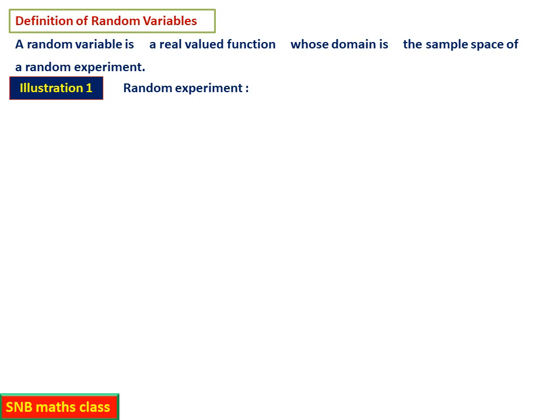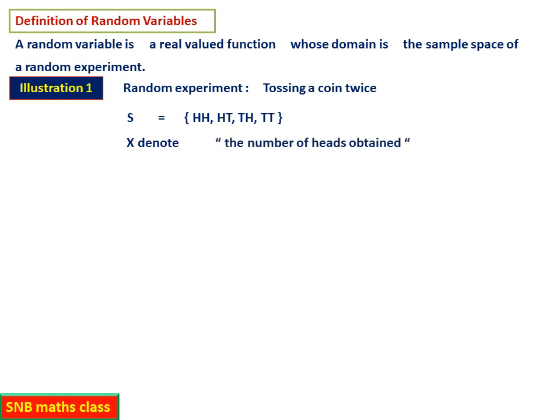Now, a random experiment, let us take here, tossing a coin twice. So this is a random experiment. Now what is S here? S will consist of HH, that is both heads, or one head, one tail, that is HT, TH. Another one is TT, that is both tails. Now let us define X, the random variable, as the number of heads obtained. So if that is the case, what are the values X can take?